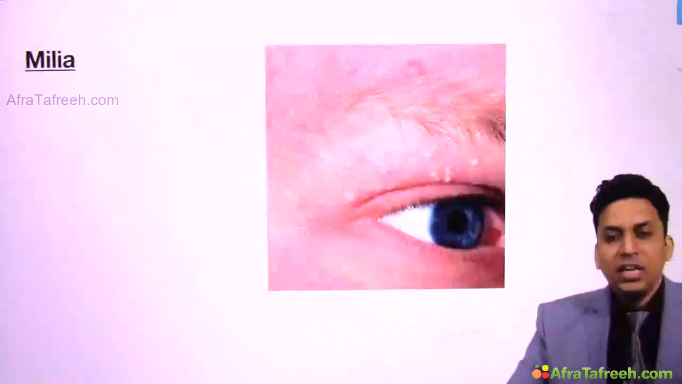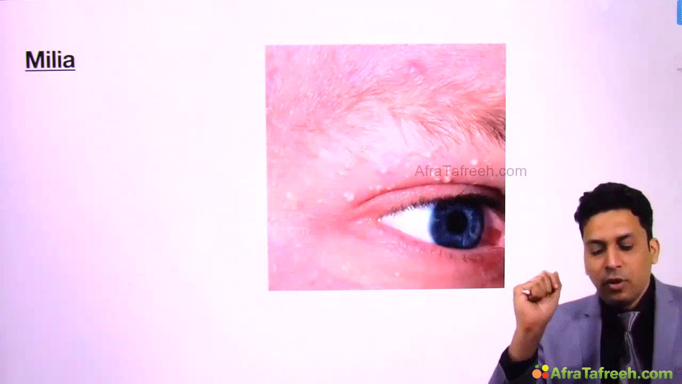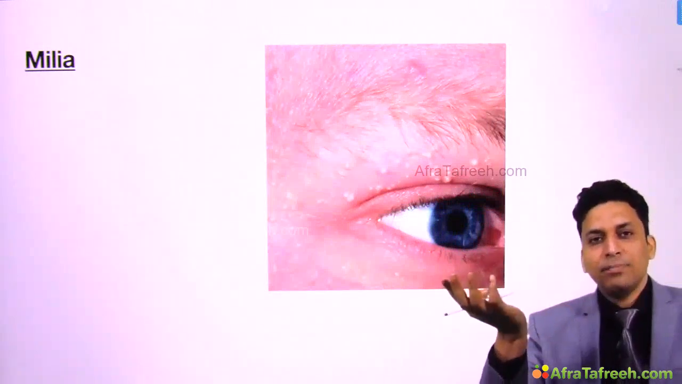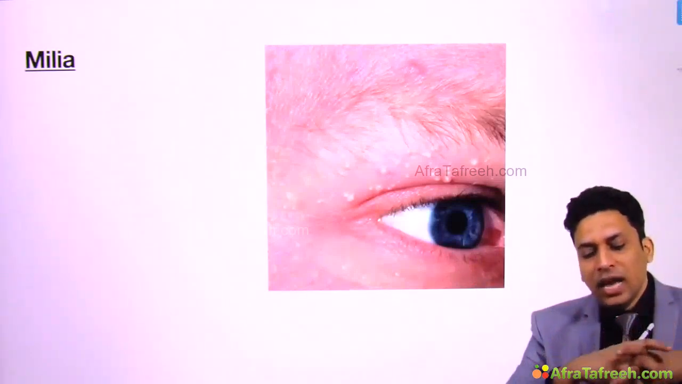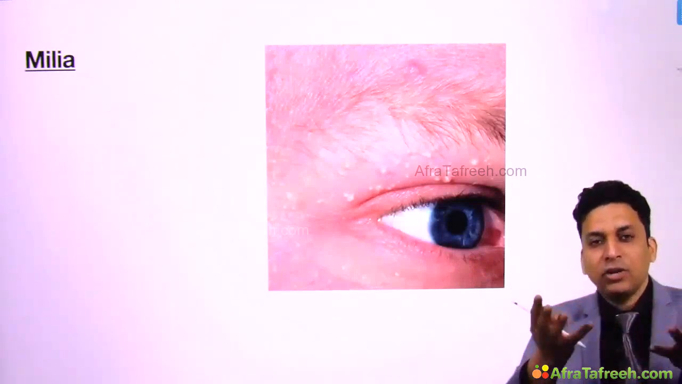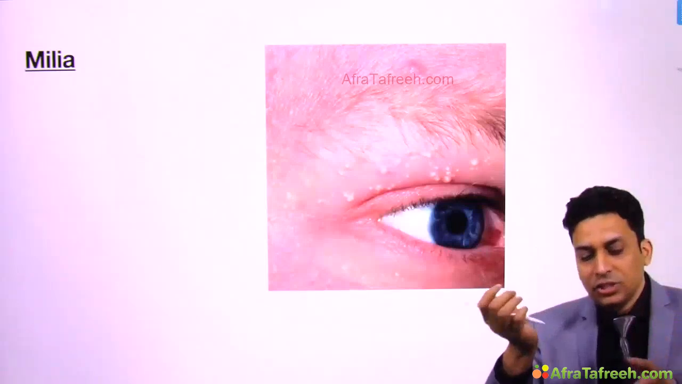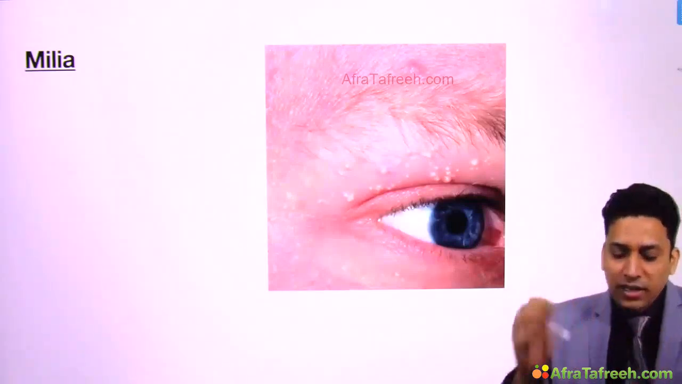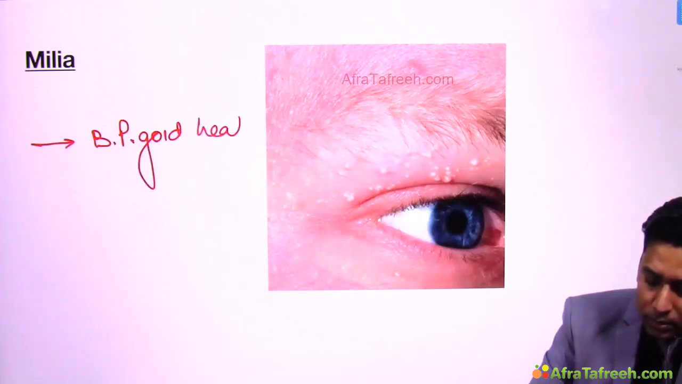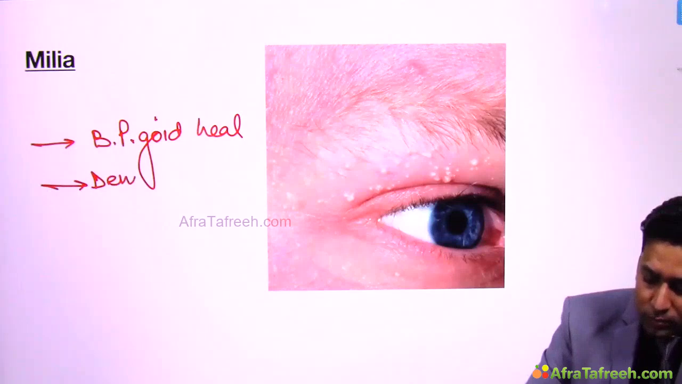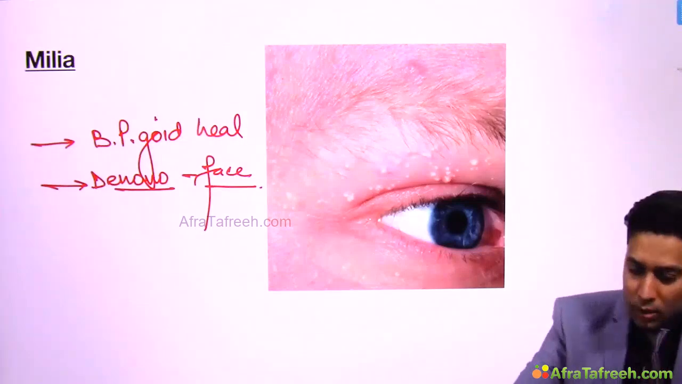Okay. Then milia. Milia are small keratin cysts which are formed. Sometimes they might be formed due to some primary lesion like bullous pemphigoid. When the lesions of bullous pemphigoid heal, they might leave behind milia. And sometimes they might develop de novo, that is without any primary lesion. They might develop like these lesions which develop over the face. So these small keratin cysts, these are milia.